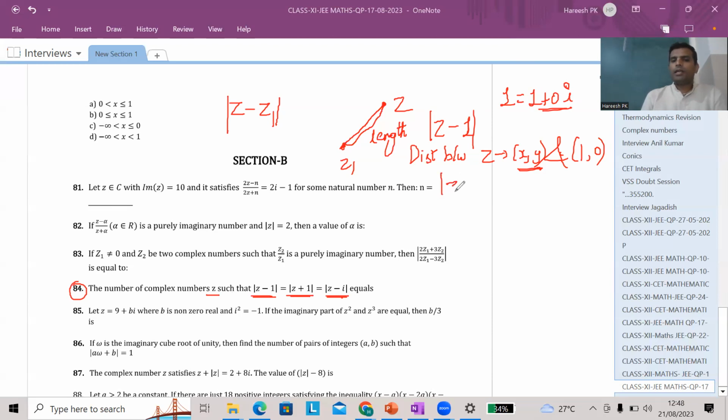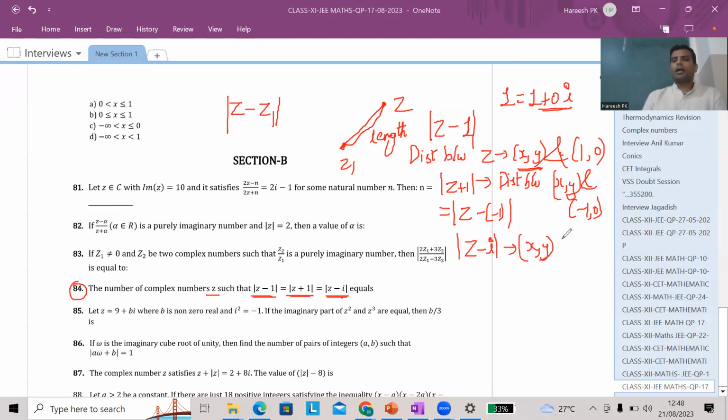Similarly, mod z plus 1. I can always write mod z plus 1 as mod of z minus of minus 1. So this will be the distance between x comma y and minus 1 comma 0. And what is mod of z minus iota? This is the distance between x comma y and iota. How to write iota? Iota is nothing but 0 plus 1 iota. So in terms of coordinates, it is 0 comma 1.